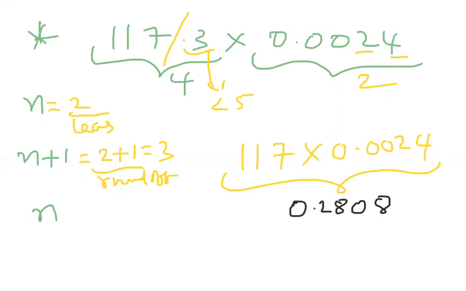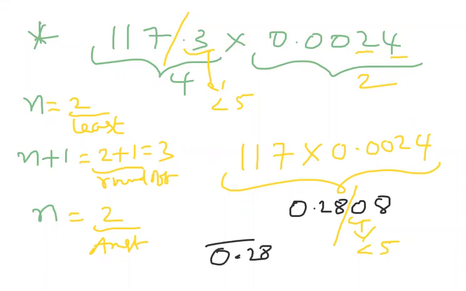Now observe one important thing: the answer must again be n, meaning the answer must also have the least number of significant digits, that is 2 digits only. Here the first 0 is not considered. After 2 numbers, 0.28, you draw the slash. The next digit is 0, which is less than 5. So after rounding, the answer is 0.28. This is the answer in multiplication. I hope you understood how to handle multiplication.